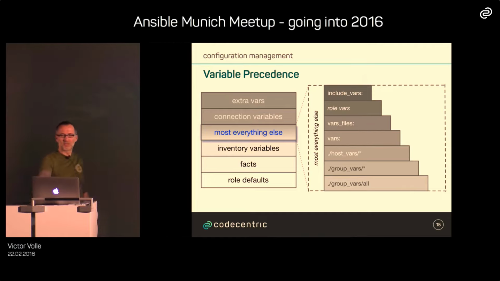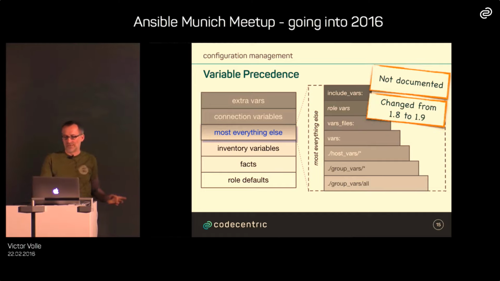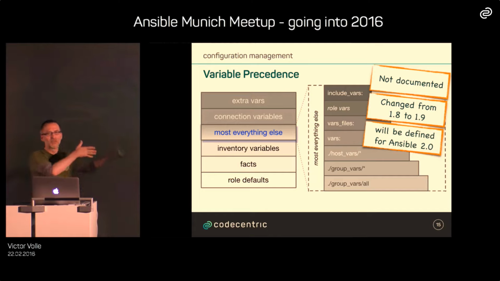This is the order in 1.9.4. And as I said, it will be defined. The talk is a little bit older. It is defined in 2.0, but still not documented. If you look into the code, it's quite clear, and they promised that they will document it. It works. So you could use this order.